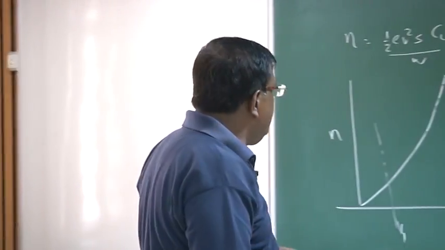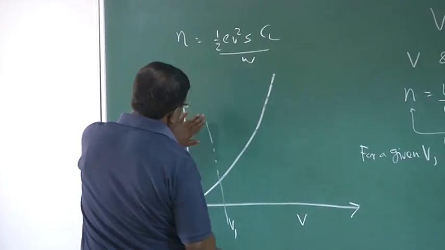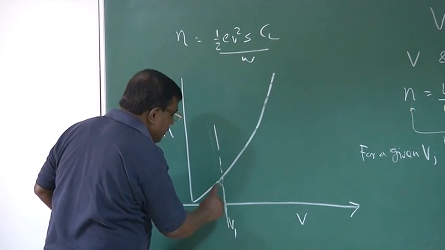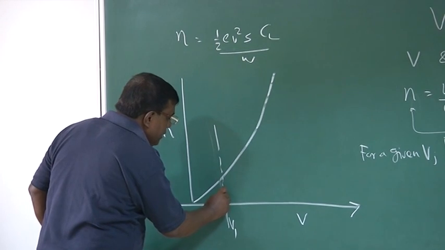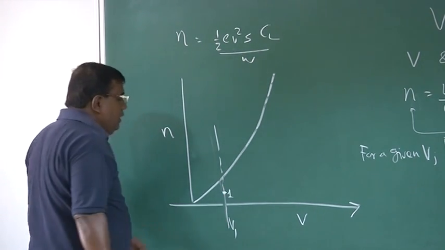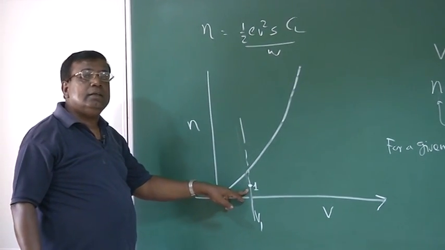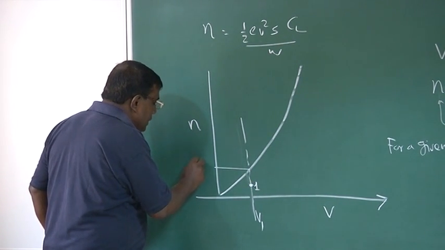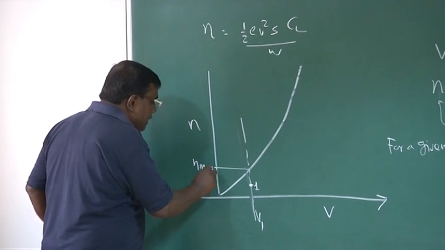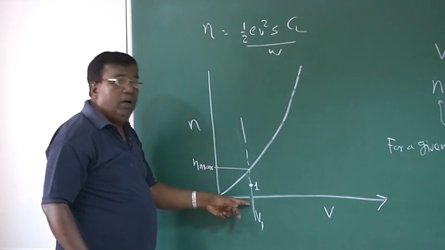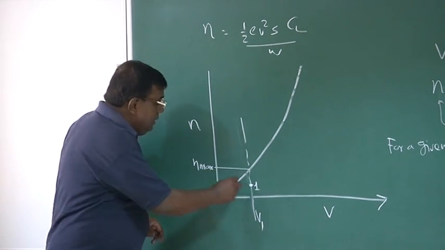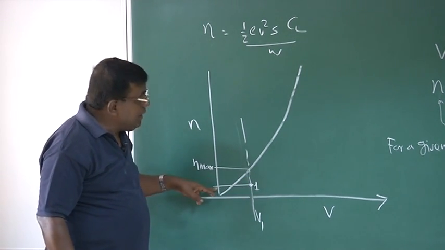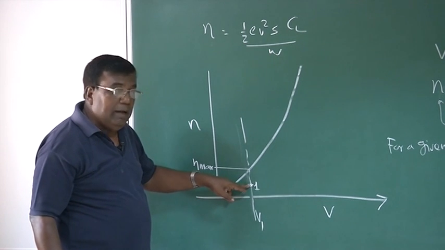Okay? So if this is V1, I am trying to fly. Let's see this point, 1. Do you think this point is N max? No, because N max is somewhere here. This is N max. This is the maximum load factor at speed V1. But at point 1, what is the meaning of that? That the load factor will not be N max.